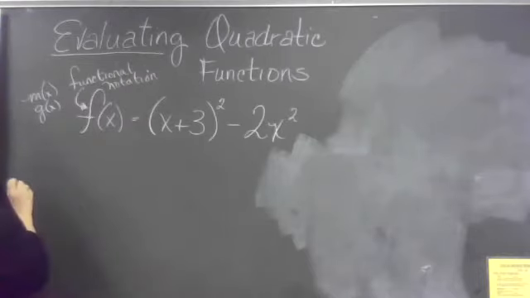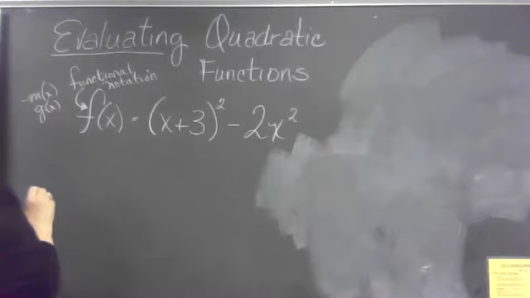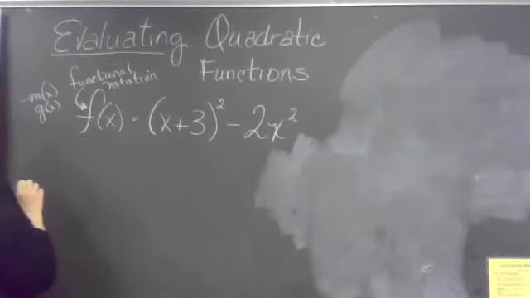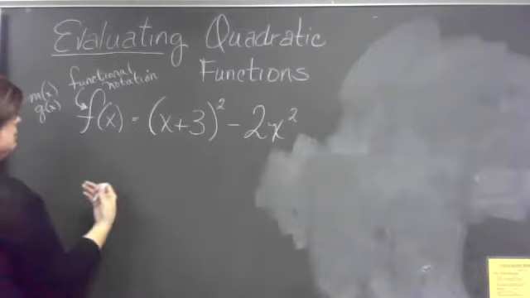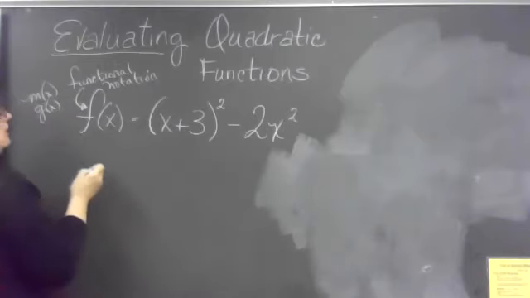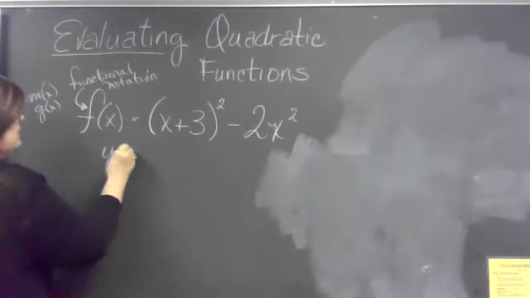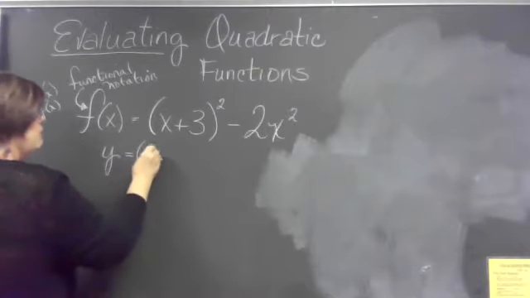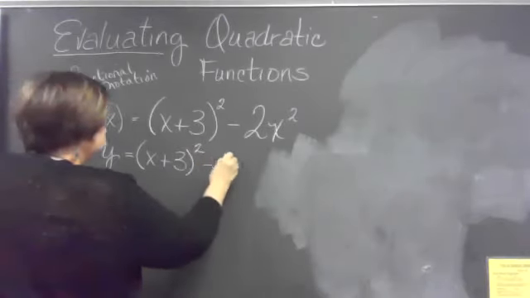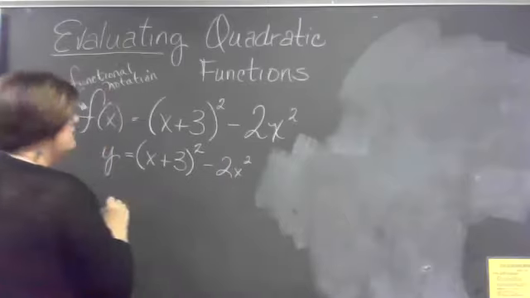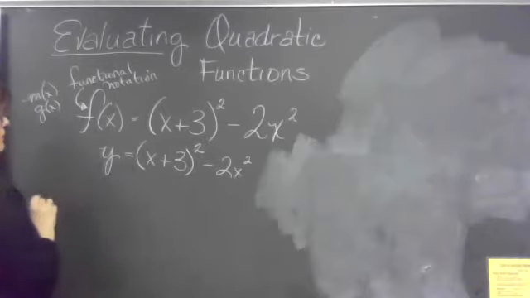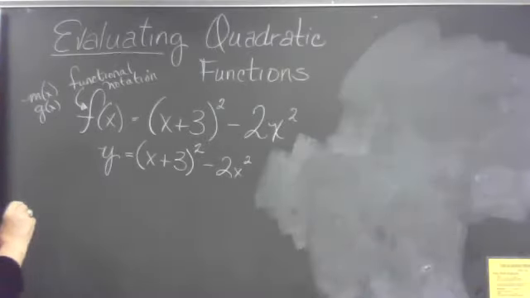It doesn't have to be difficult to understand. It simply means this is the name of the rule, and that rule has x's in it. Now, for what you need to know, the f of x or m of x or p of x or k of x can also be referred to simply as y. So now we have y equals (x plus 3) squared minus 2x squared. You can think of this functional notation as having another name, y. It helps in solving some of our equations.